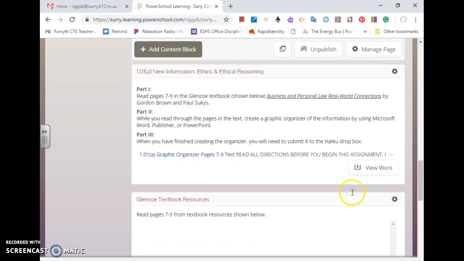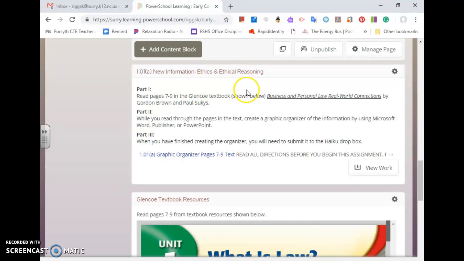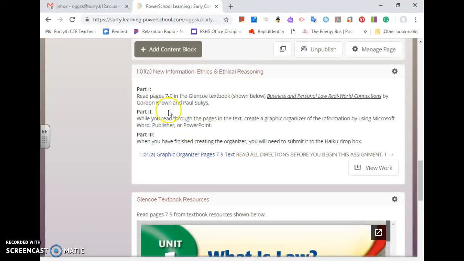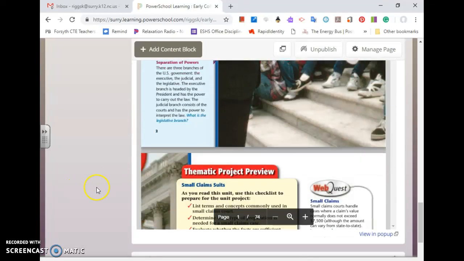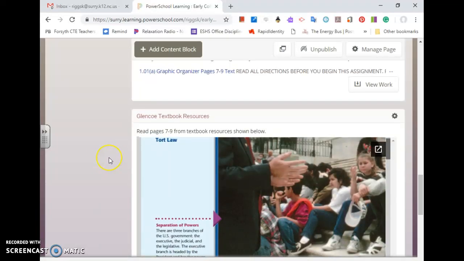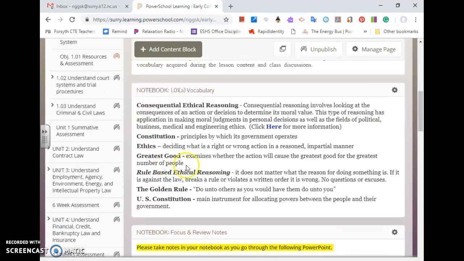Ethical reasoning. And then you have Part 1. This is a graphic organizer. This is your chapter. This is Unit 1 from our book. You're to read pages 7 through 9 and complete this little activity and upload it to the Haiku Dropbox. Then you have short answer questions for your quiz or assessment. It's not a quiz grade, it's a practice grade.